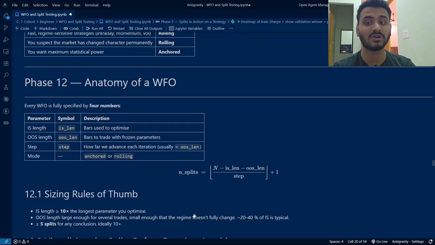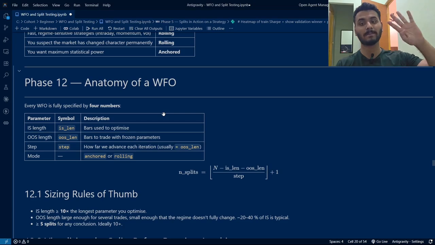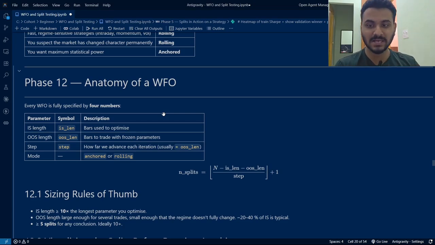Now, the anatomy of a walk forward optimization is specified by 4 numbers. In sample length, then your out of sample length, step, how far we advance each iteration, and mode, anchored or rolling. This is how the anatomy looks.